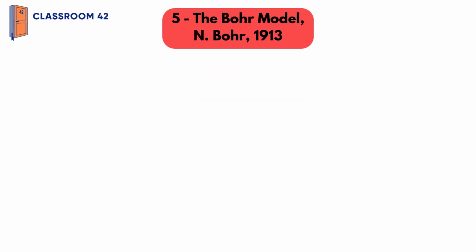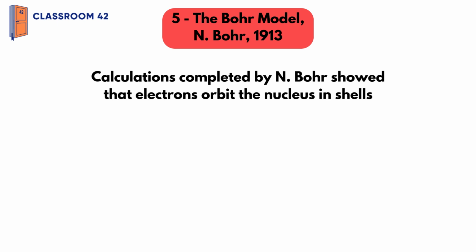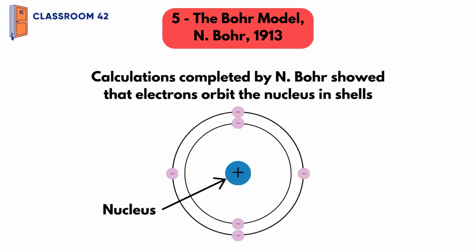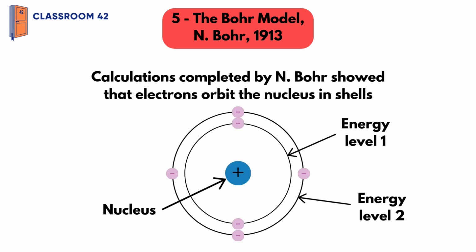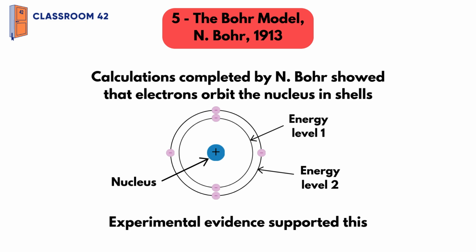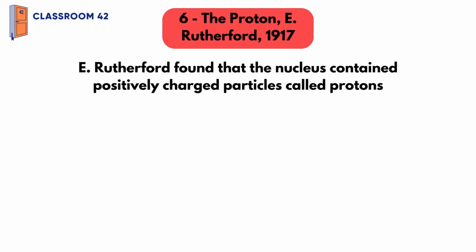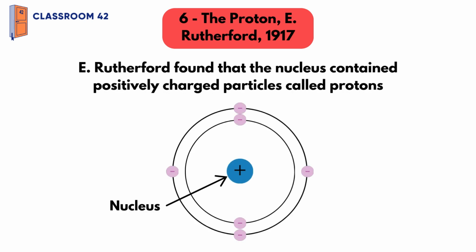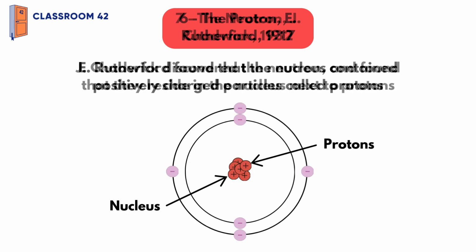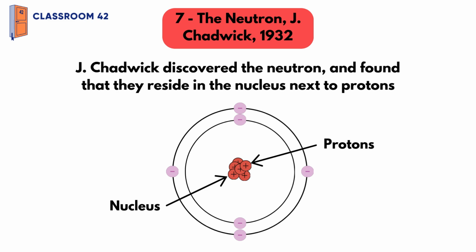Later in the 20th century, N. Bohr provided calculations that proposed electrons orbit the nucleus at different energy levels, or distances from the nucleus. His calculations were supported by experimental research. Further developments found that the nucleus contained positively charged protons, and finally J. Chadwick provided evidence of the existence of neutrons in the nucleus.